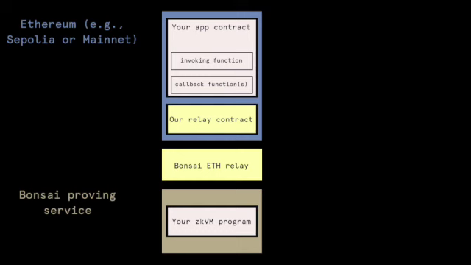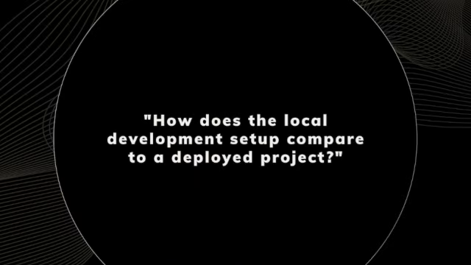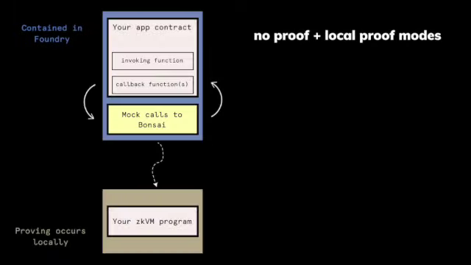And now, so this is the final fully deployed form of the project. I'm just going to show you real quick how the local project is set up, what it does, and how it differs from this final form. So now we're going to ask how the local development setup compares to a deployed project, so that you get an idea of how you're going from what you're building locally to how you're using a real Bonsai proving service. Let's take a quick look here.